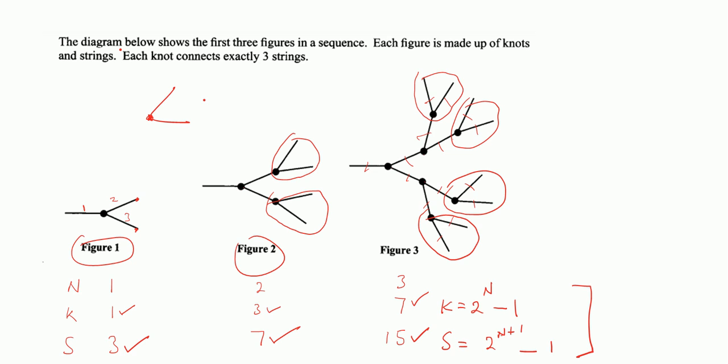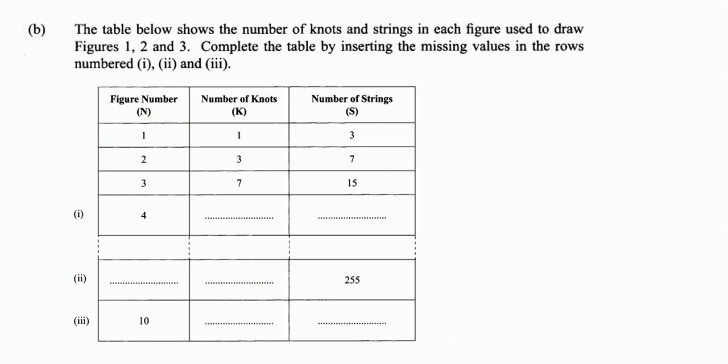Alright, so let's go to the table now. So we already know the formulas for the patterns. So in the case of the knots, we know that k is equal to 2 to the power n minus 1, and we know that strings is equal to 2 to the power n plus 1 minus 1, right? So we know the formulas. So when n is equal to 4, what is k equal to?